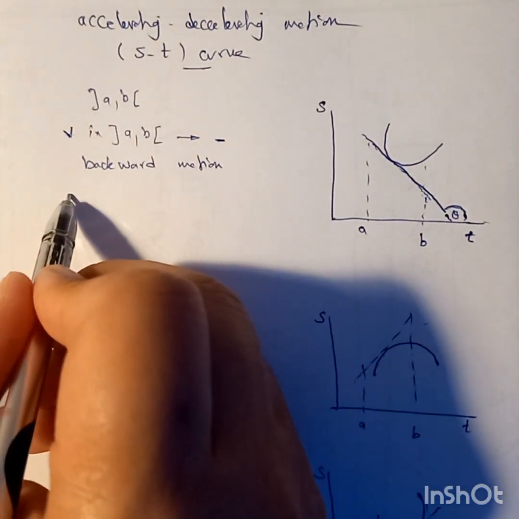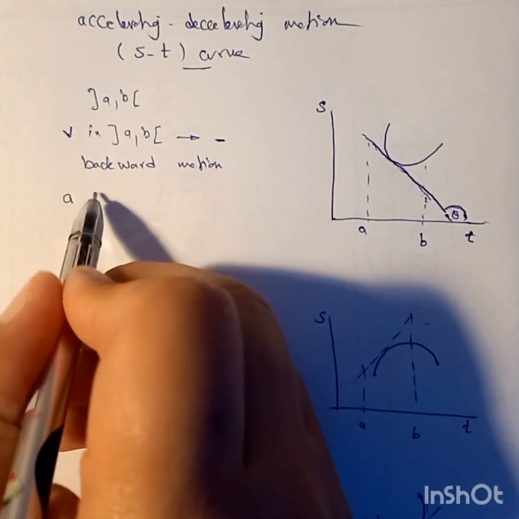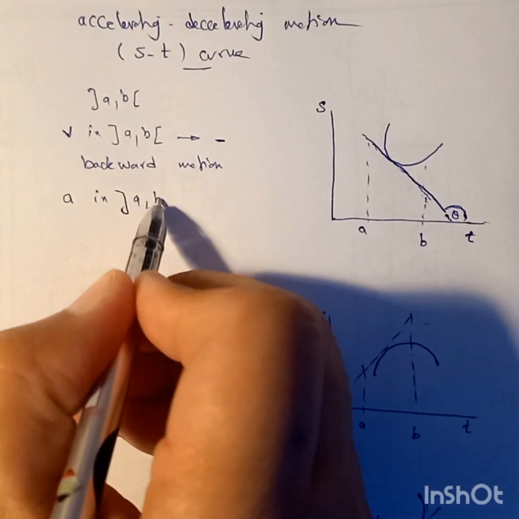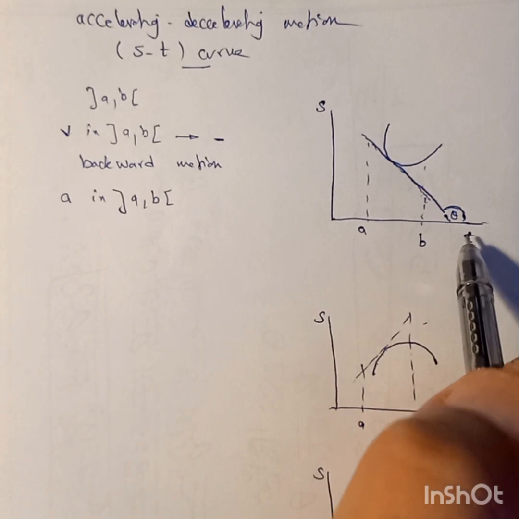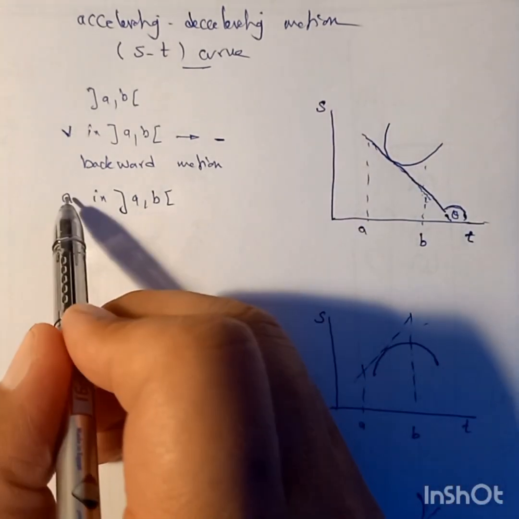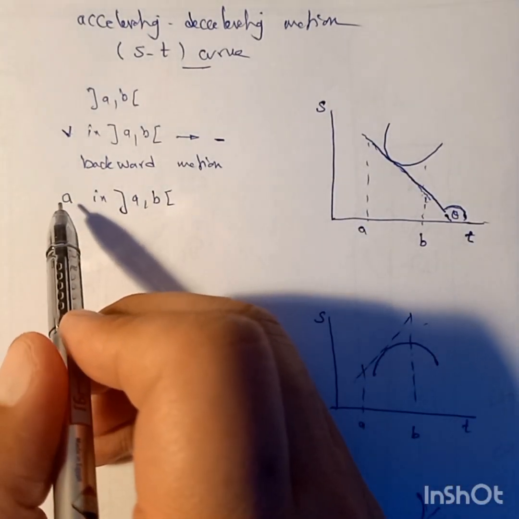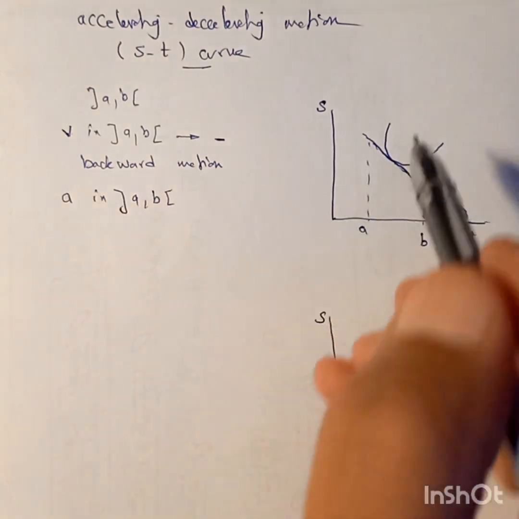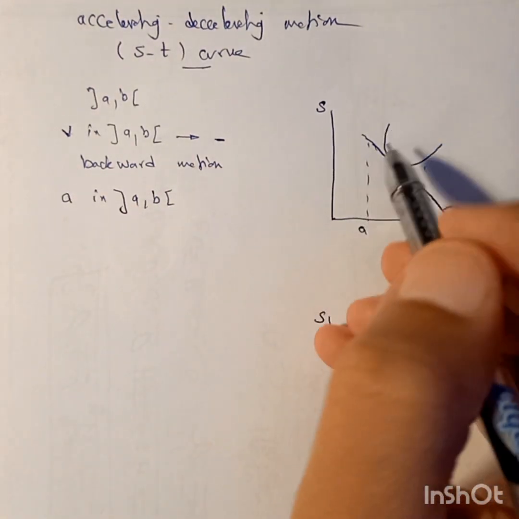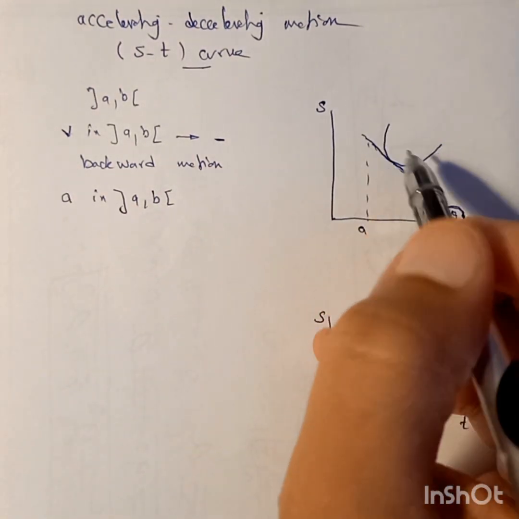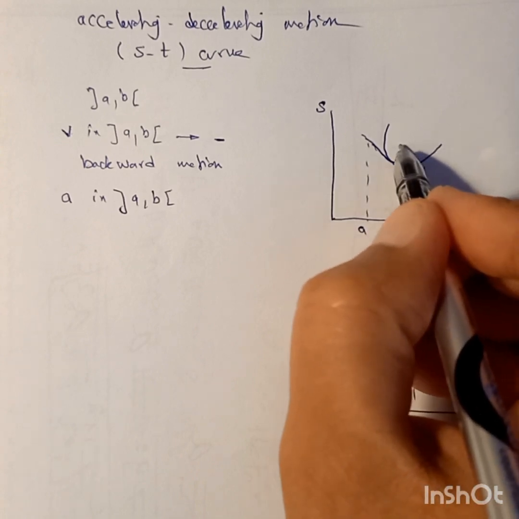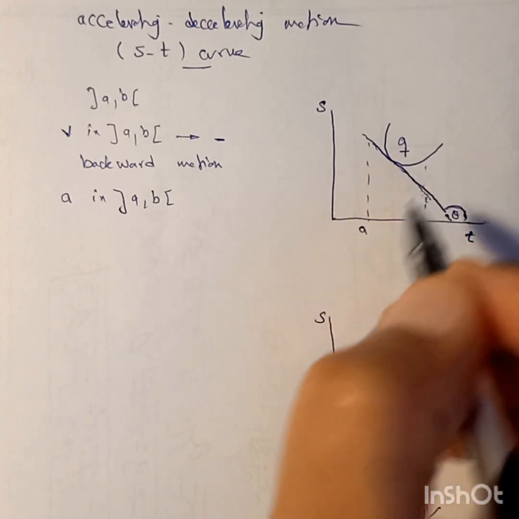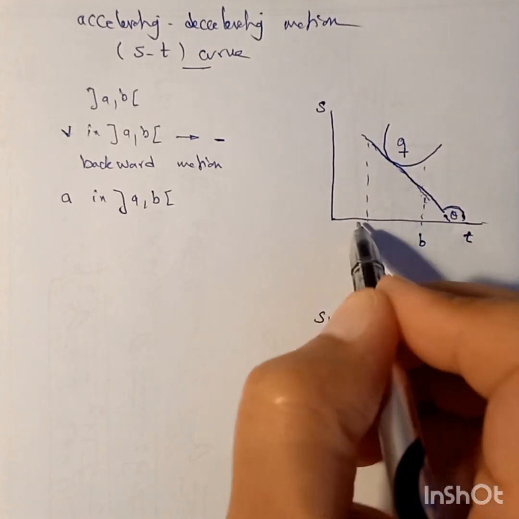Second, we have to find the acceleration during the time interval A to B. As we are dealing with an ST curve, to find the sign of acceleration we check the convexity of this curve. Here the convexity is downwards. Then the acceleration is positive during the time interval A to B.